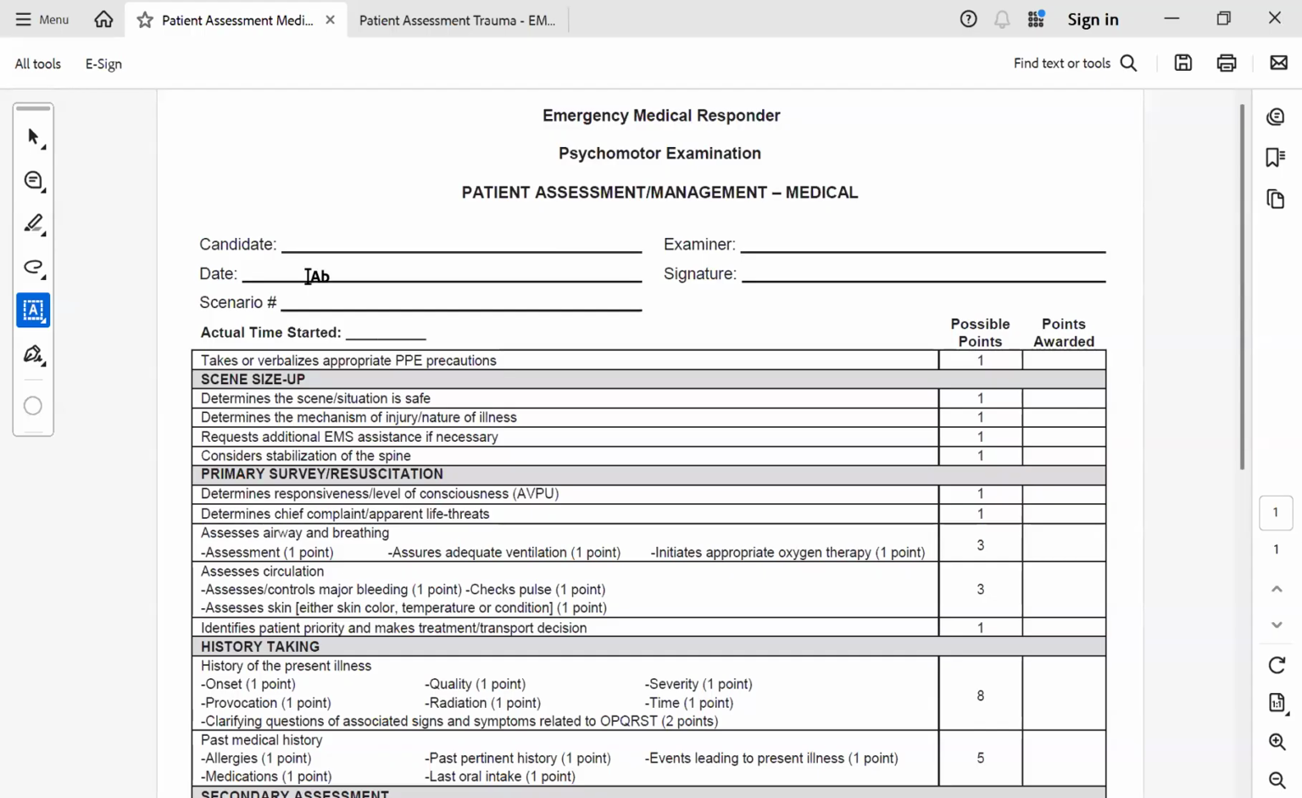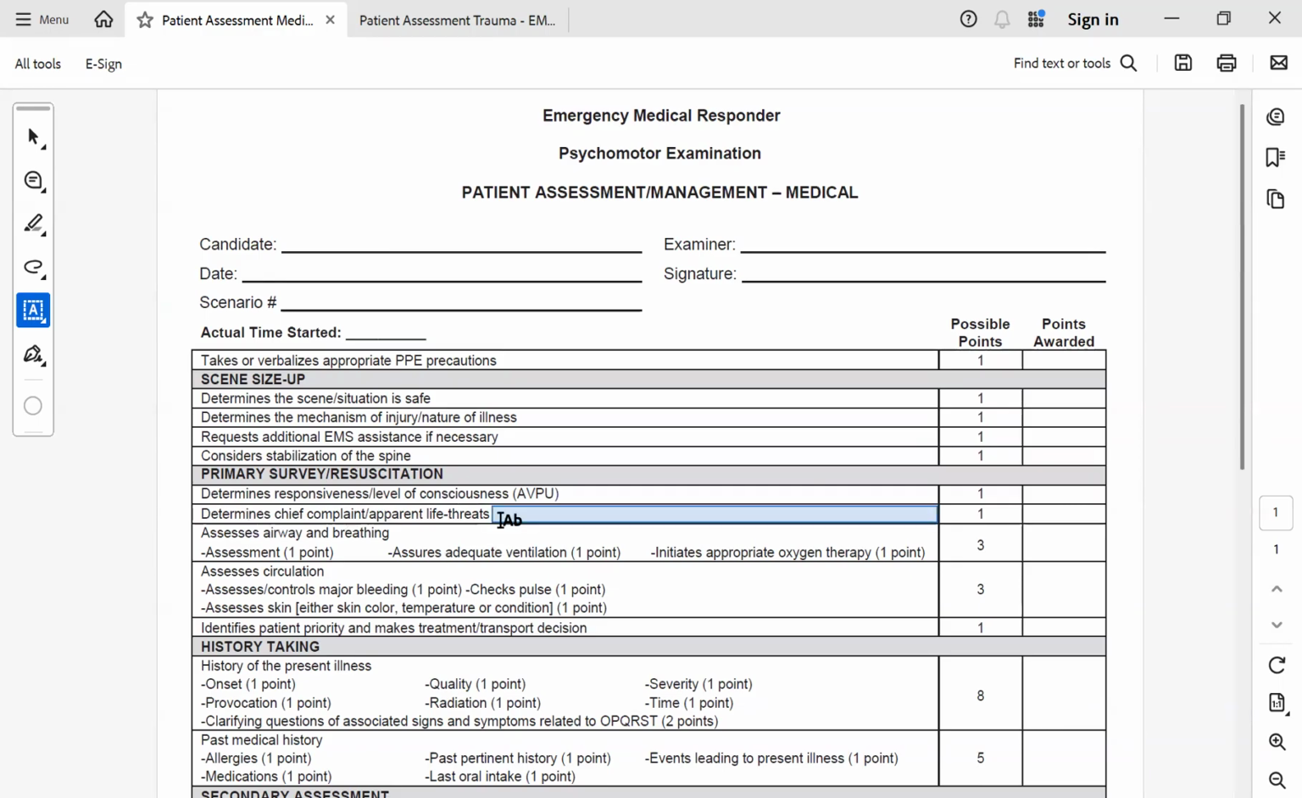Okay. Stop share. I do want to show you why these sheets that I gave you are important. This sheet is chapter 9: PPE, scene safe, mechanism of injury, additional EMS, and then we add in consider C-spine right here. Primary survey, this is our chapter 10 right here. So determining responsive level of consciousness, this is our AVPU: alert, voice, pain, unresponsive. Determine their chief complaint, that's what the patient's telling you. Whatever their chief complaint is, whatever they're saying, my chest hurts, or it hurts here, I don't feel well, that's your chief complaint.